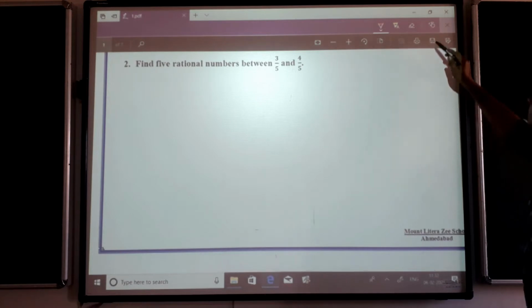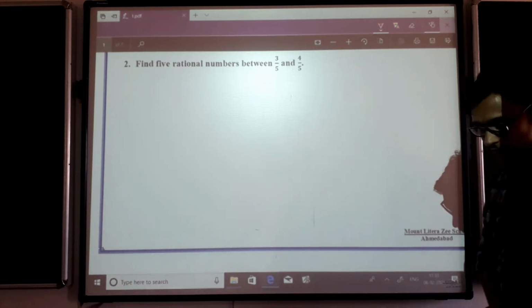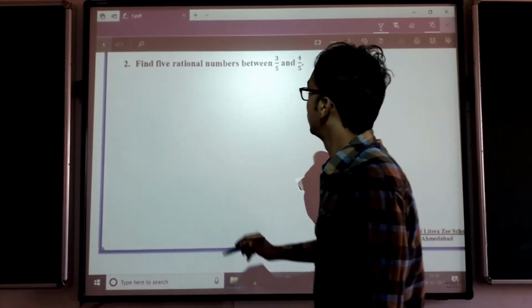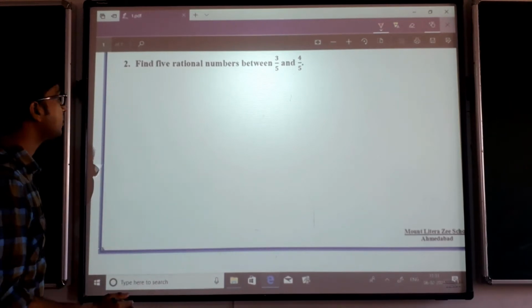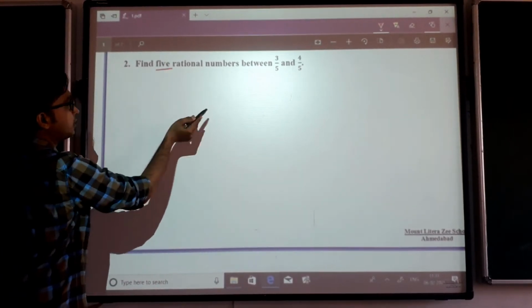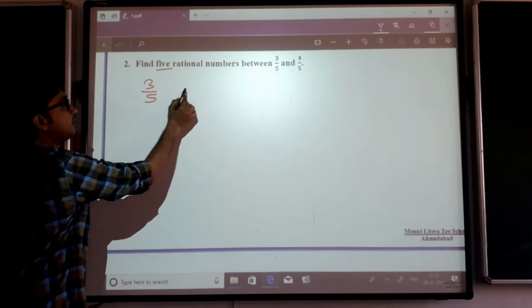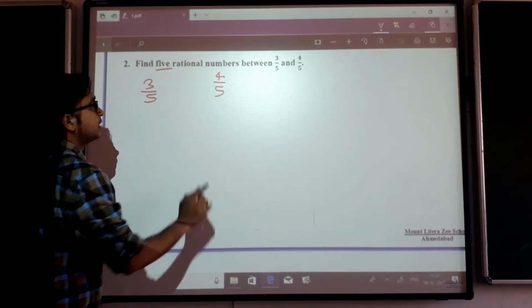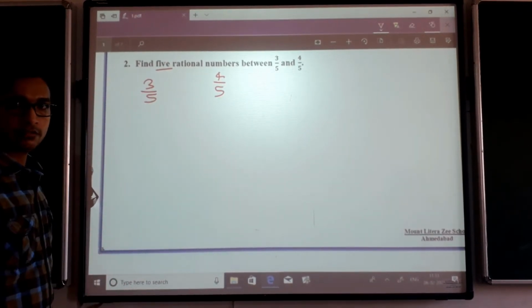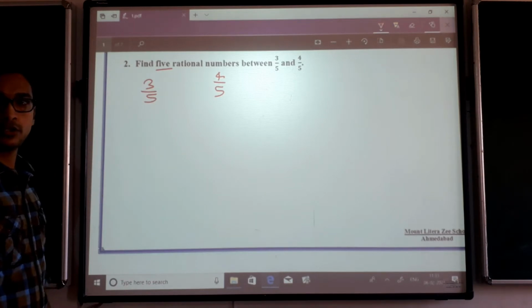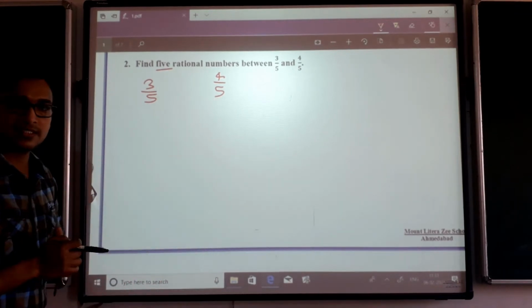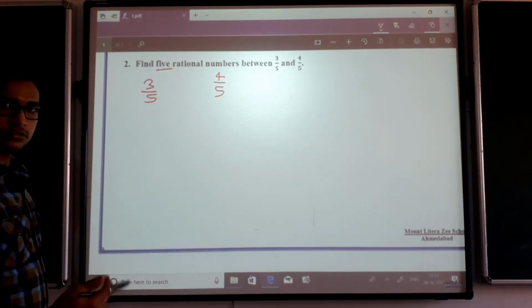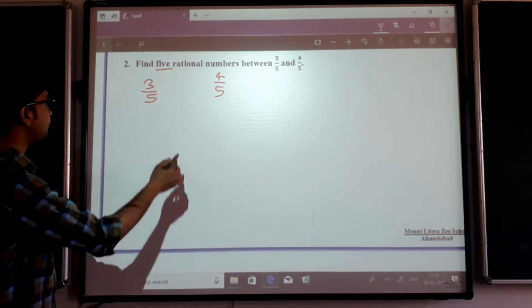Next question is, find 5 rational numbers between 3 upon 5 and 4 upon 5. Okay, so easily we can find 5 rational numbers here. First we write here 3 upon 5 and then 4 upon 5. Our first step is to check whether the denominators are same or not. Here is 5 and here is 5, so it means that denominators are same. So now easily we can find out.